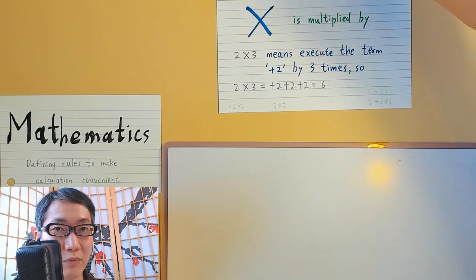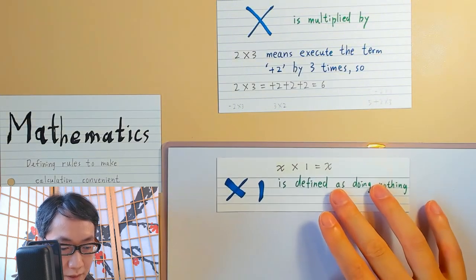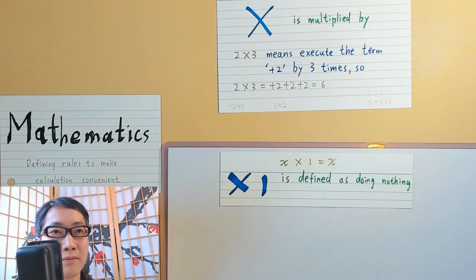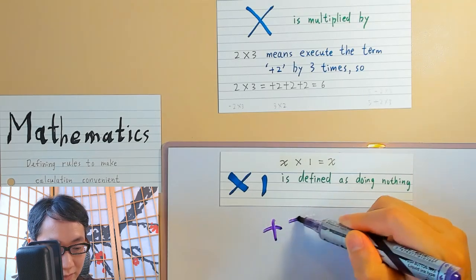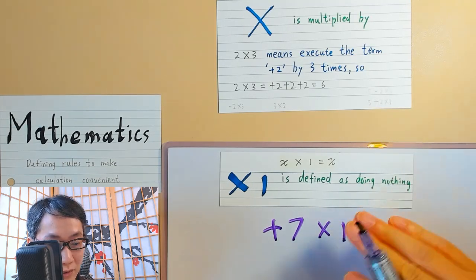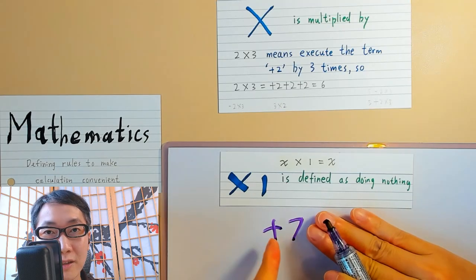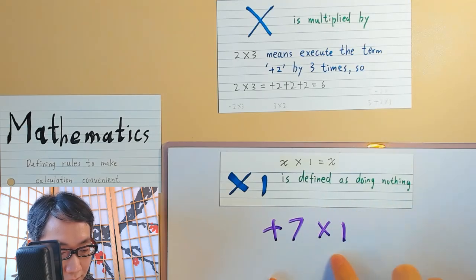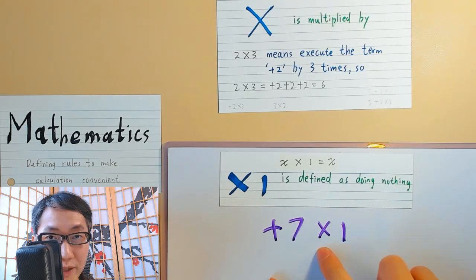After defining what multiplication is, what does it mean to multiply something by 1? Actually, multiplying by 1 is defined as doing nothing, because we are already doing it 1 time. Let's say we have a term in here, 0.7. Without saying multiply by 1, I'm already doing this only 1 time, right? So that's why the multiply by 1 can be omitted.